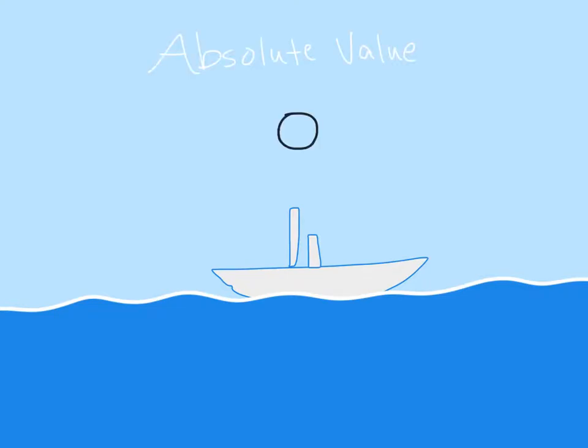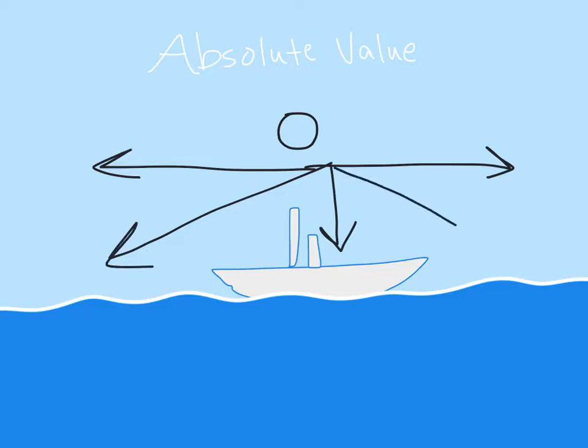No matter what direction I go, whether I go left, right, down, or diagonal, any direction I want, the bottom line is that I'm moving a distance away from my starting point. If I go this way 100 feet, I'm going to have to come back 100 feet to get to my boat. If I go this way 100 feet, I'm going to have to come back 100 feet. And this is what absolute value is.